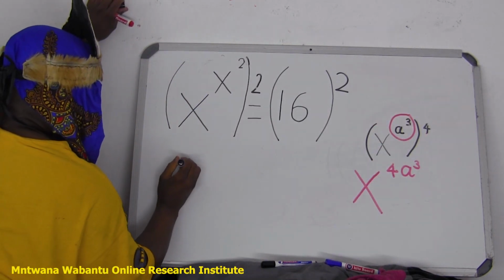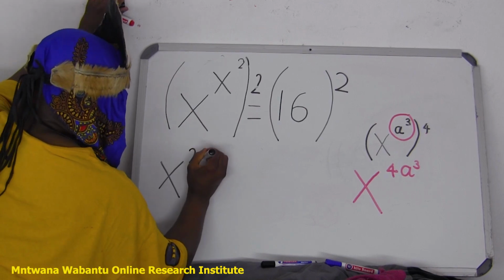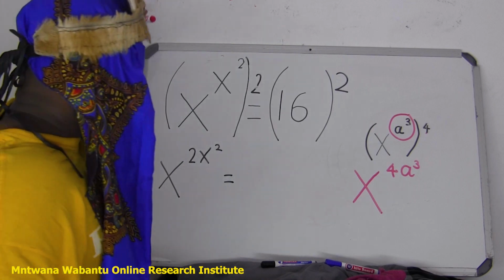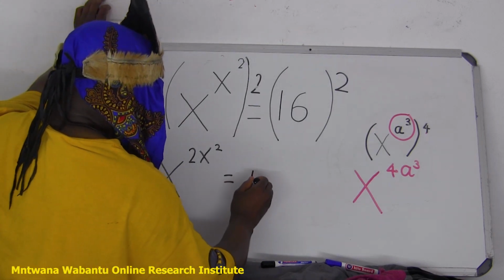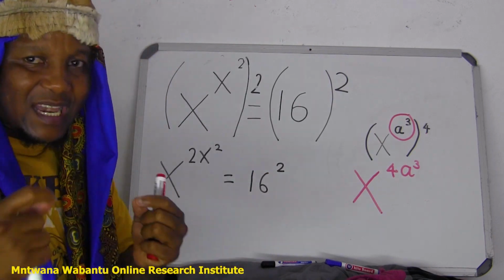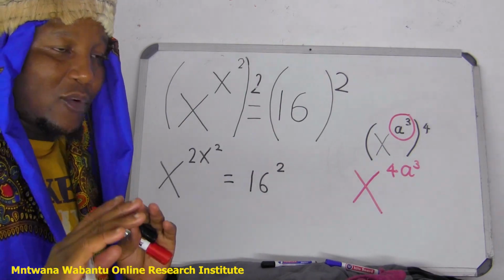So on the left hand side, I'm going to have x power 2 x squared equal, what I want to know on the right hand side. The right hand side I have 16 squared. So do not plug in a calculator because it's not going to help you. It's not going to help you if you plug in a calculator right now. Just relax, come with me.